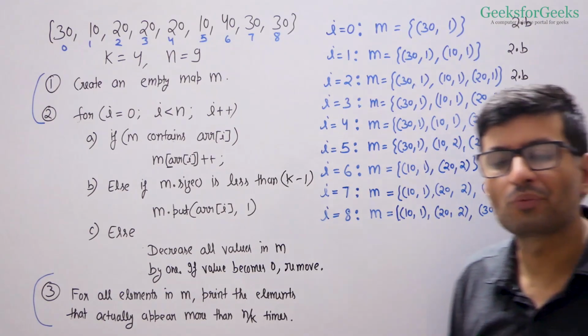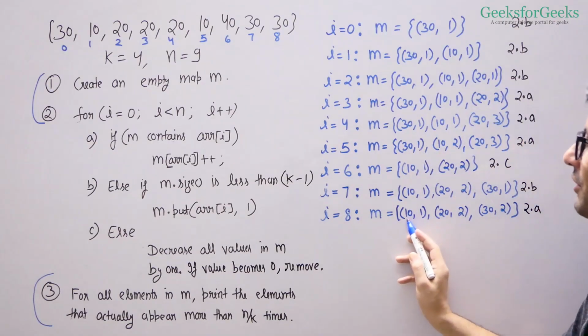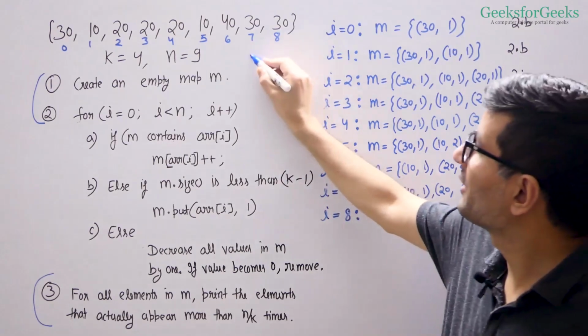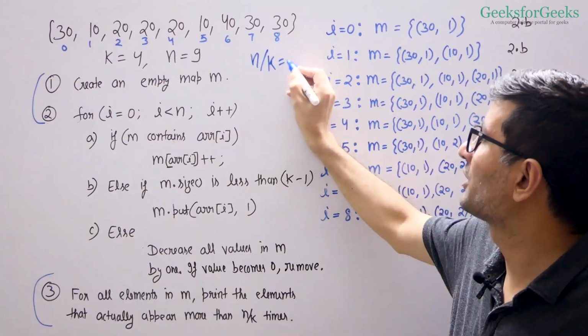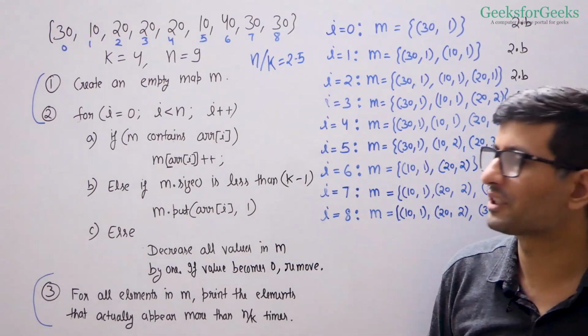Now what are we going to do? We are going to traverse through all the elements in the map, right? We are going to begin with 10. We are going to check how many times it appears. It appears 2 times, which is not more than n by k. N by k is 2.5. So this element does not appear more than 2.5 times. So we are going to ignore this element.